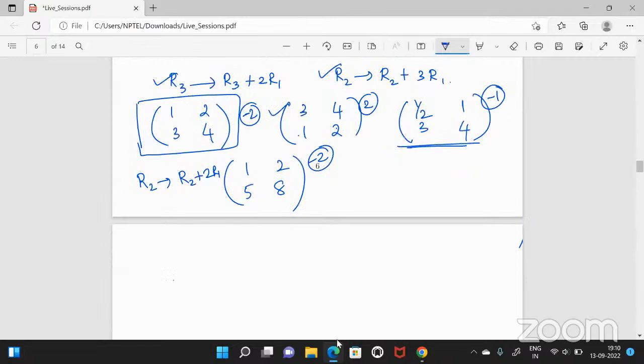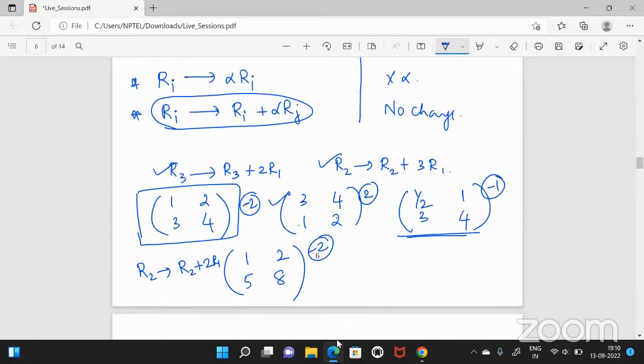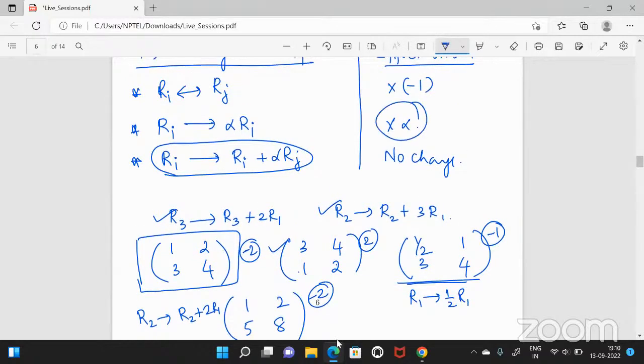Ma'am, in the previous question, which property makes the -1 value? I replaced R1 with half times R1. Now, which property is satisfied? The determinant gets multiplied by whatever number you're multiplying. I multiplied by half, and I got -1, right? This is the original matrix, -2, so it's becoming -1. From this matrix, I went to this matrix.